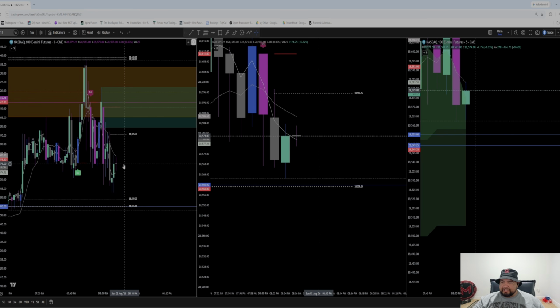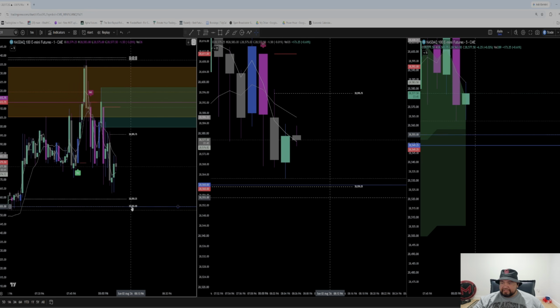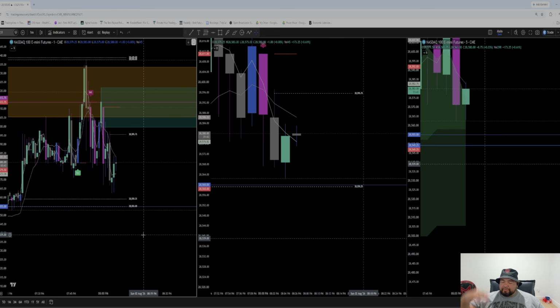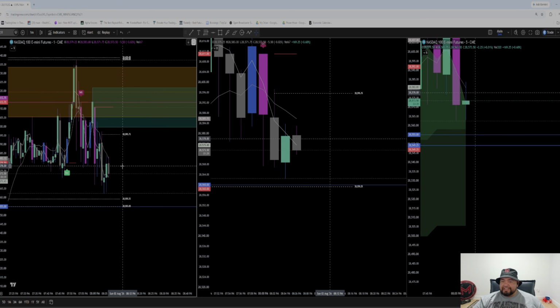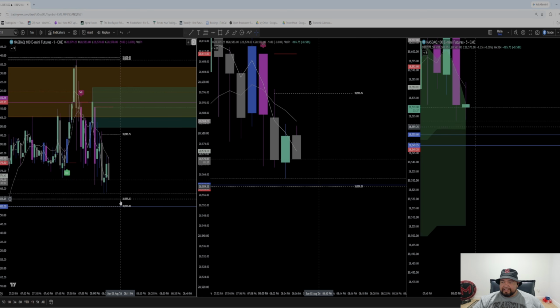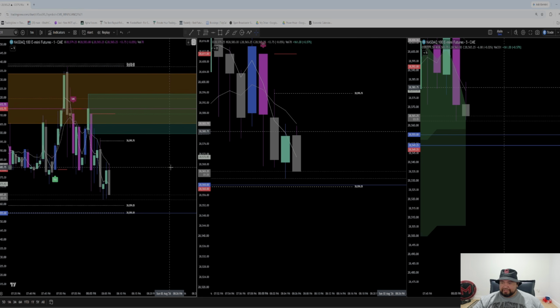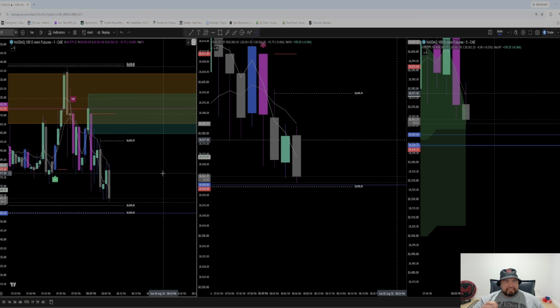But if I want to see this down push continue, I want to see 80 reject, and I want to see this 55 break. If not, we're stuck in between the two, right? 80 could be kind of your center point, right? 80 could be your center point between 95 and 55. And look, there's our rejection off of 80. So this is very simple, right?